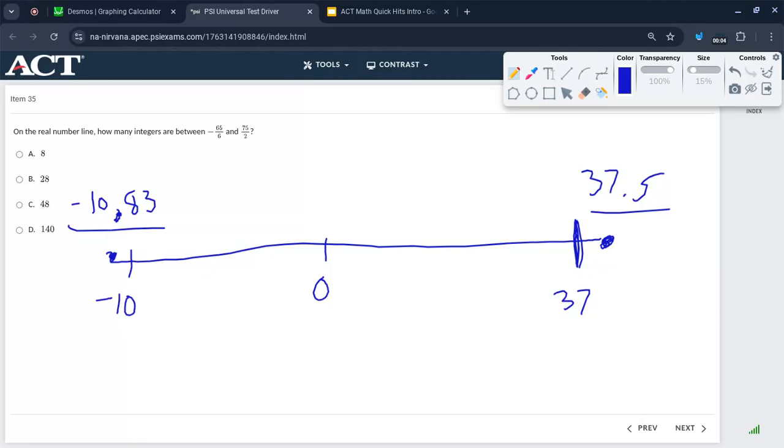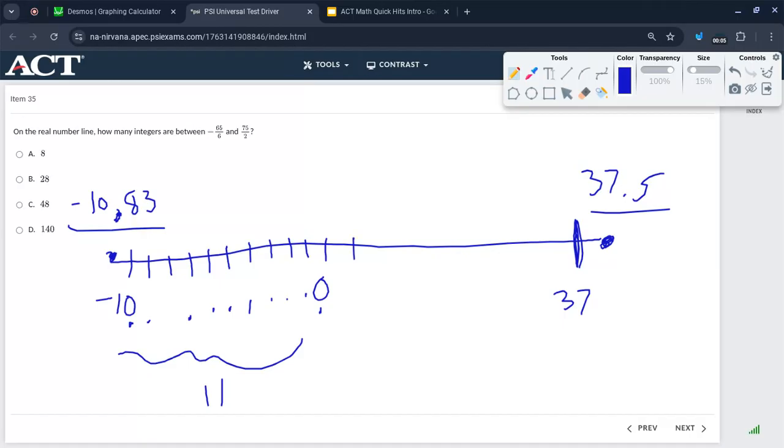If I start at negative 10, right, here's negative 9, negative 8, negative 7, negative 6, negative 5, negative 4, negative 3, negative 2, and negative 1. If I count how many integers are in between that, here's one integer starting at negative 10, and then 2, 3, 4, 5, 6, 7, 8, 9, 10, 11, right? So by counting that value of negative 10, there are actually 11 integers up to 0.